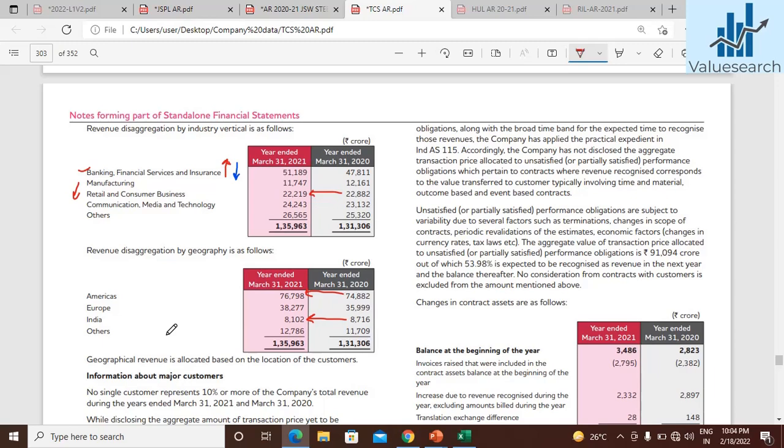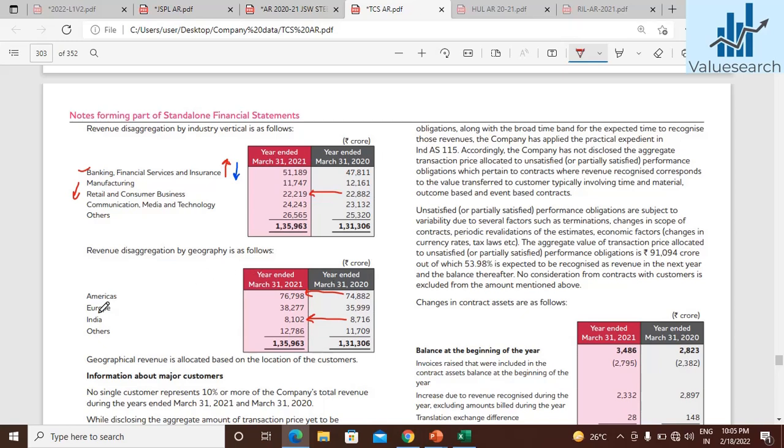So, if you consider the post-COVID situation, you can see that post-first lockdown, the revenue from American businesses has actually grown up. Revenue from European businesses has also performed well, but Indian business has not really done anything significant. And you can see India's business has actually come down, so it has not performed well.